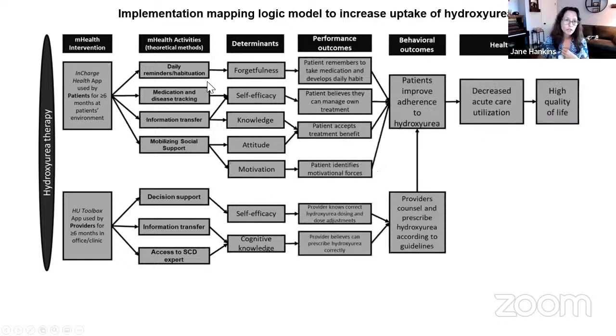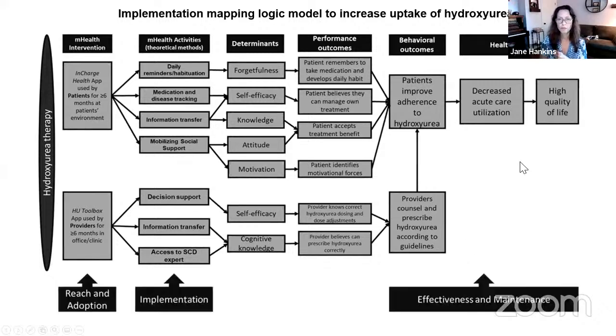When you have the package of interventions inside the app that does all of those things, we hope that, for example, forgetfulness is addressed by the daily reminders, and now patients remember to take it and develop the habit. Remember, I mentioned in the beginning, how do we create habituation? And that is true for all the other determinants that we're addressing through this intervention. At the end of the day, what we wanted is just to improve adherence, to then decrease acute care utilization and improve quality of life. At the provider level, we do similar things, but as I said, I'm going to focus on the patient.